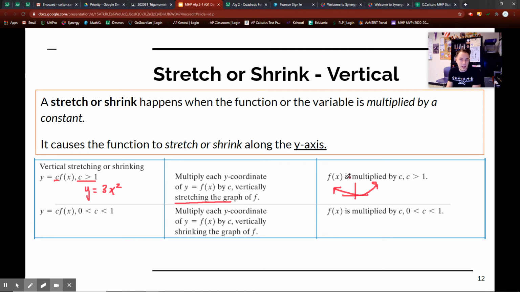Okay, something like that. Whereas this c, if it is in between 0 and 1, an example of that would be like 1/2 x squared. And this would shrink the graph, so that would make it really, really skinny. So it would be something like this. Okay, that's essentially what it would look like.